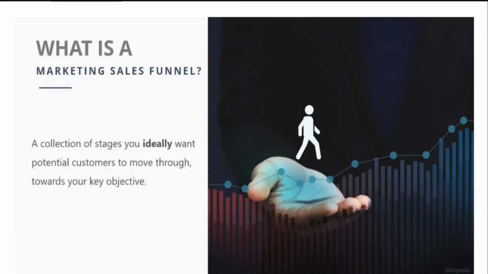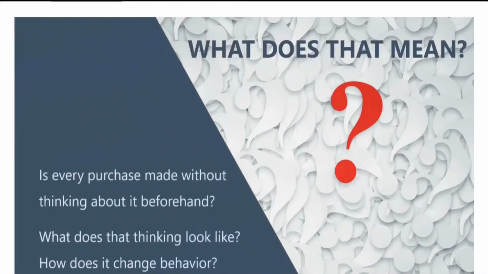It is a collection of stages that you ideally want potential customers to move through towards your key objective. It's called a funnel due to the volume of potential customers decreasing the further down a funnel you go. But what does that even mean? If you think about it, is every purchase made without thinking about it beforehand? The answer is a resounding no. We are not all impulsive 100% of the time.